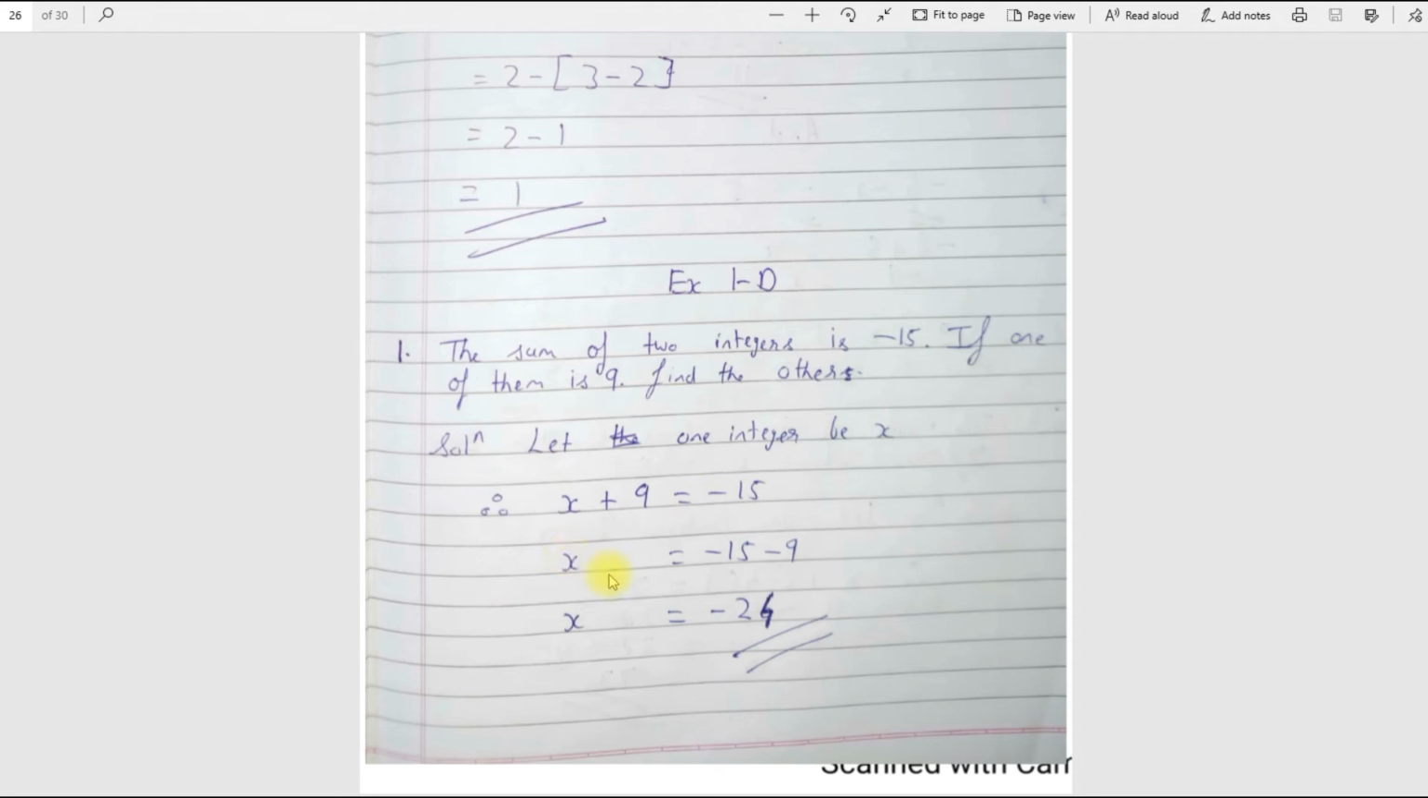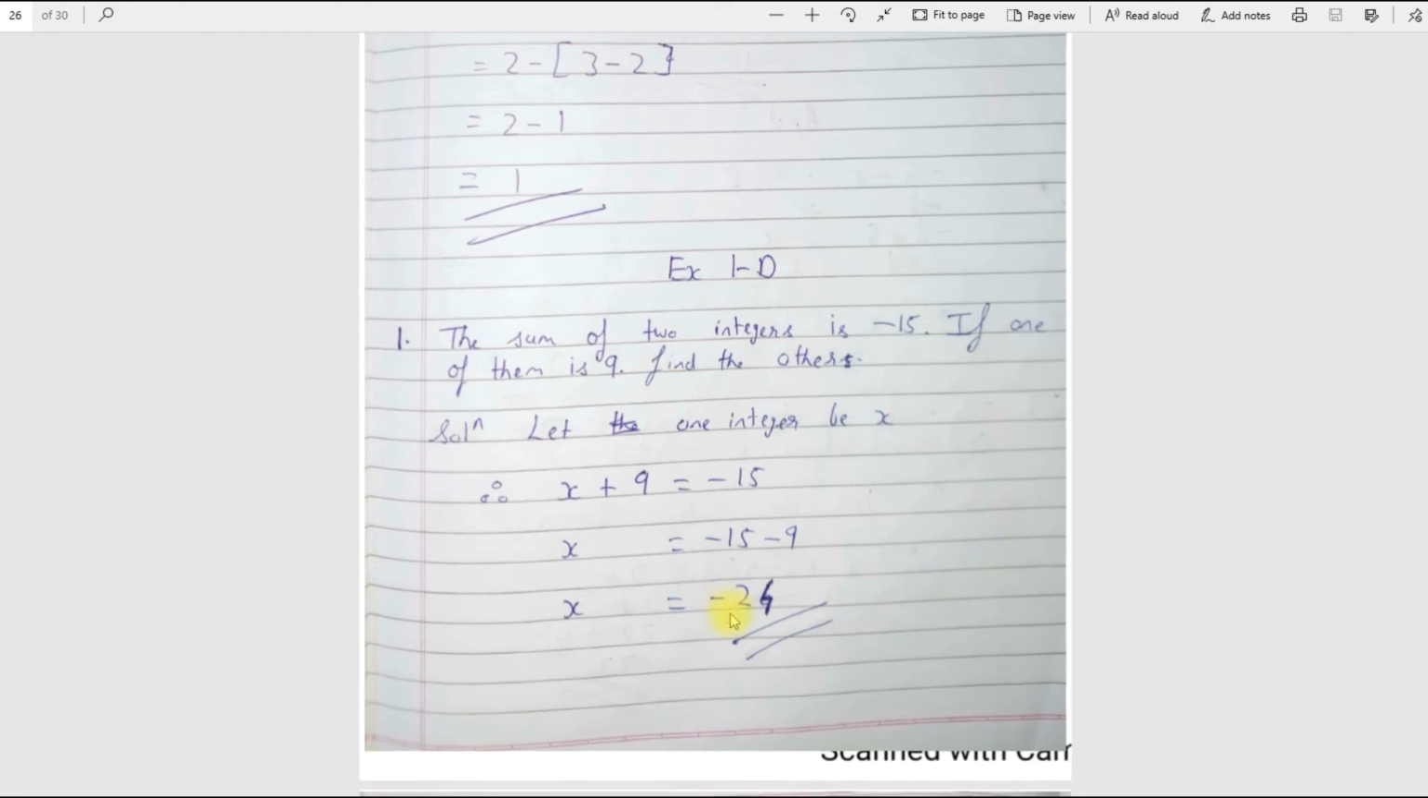So now x is equal to this. Plus 9 will go over there and become minus 9. So minus 15 minus 9 is minus 24, because minus minus is plus, 15 plus 9 is 24, and the sign of the answer is minus 24. Hope you understood this sum, it is very easy to solve.